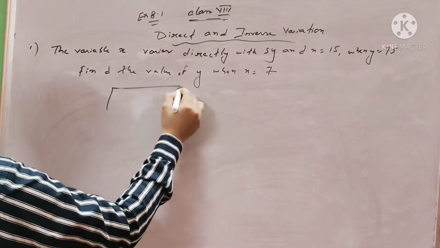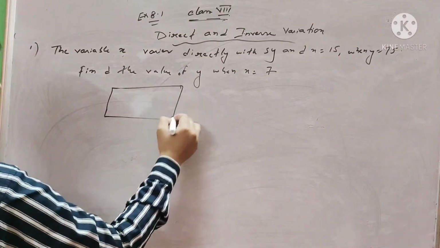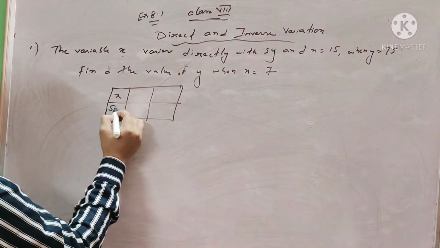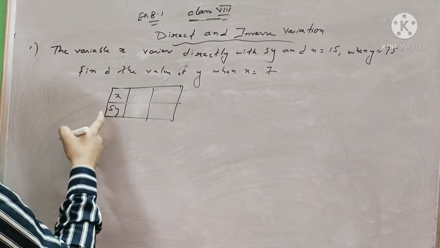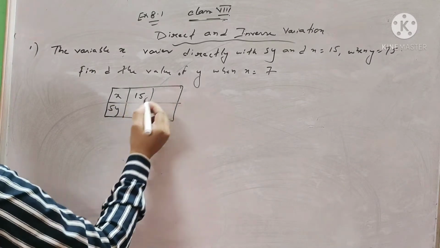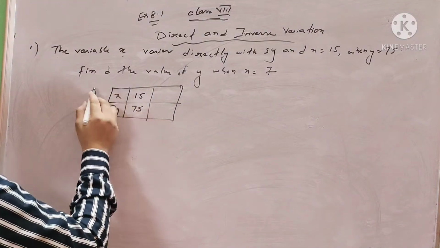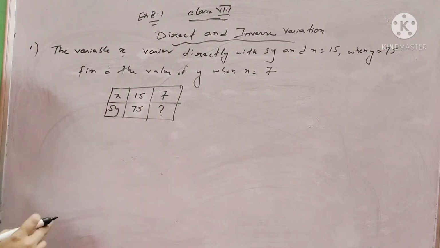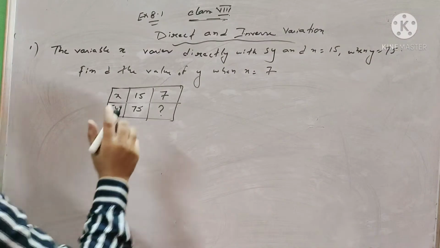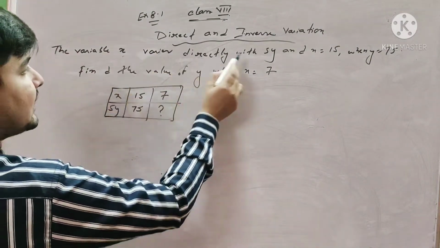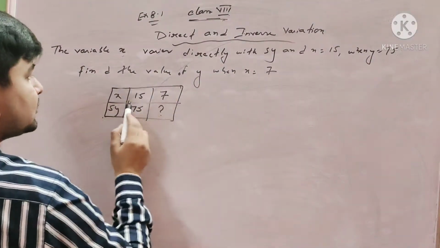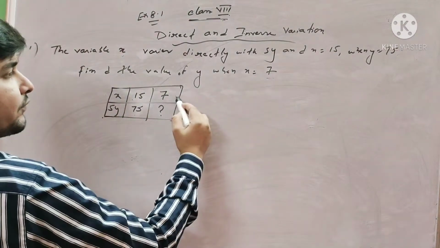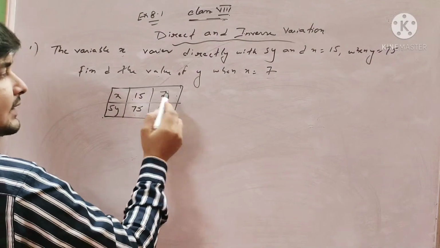That means the box is like this way. Here is x, here is 5y. Okay, it's directly variable. x is 15 given and y is 75 given. So when x is 7, then find the value of variable 5y. Clear? Again I repeat, x varies directly with 5y. x equals 15 when y equals 75. Find the value of y when x is 7.